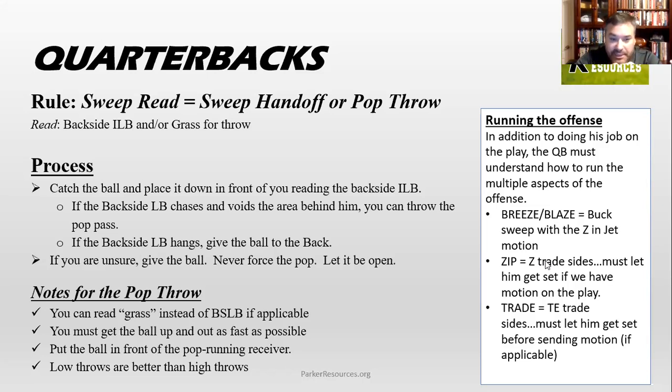Like I said, he must get the ball up and out as fast as possible because remember, these guards are pulling. You can get some weird launch angles there. You got to put the ball in front of the pop run. The worst thing that can happen is the ball hitting the back's hand and popping up in the air for an interception. So low is always better than high, and in front's better than behind them. Generally speaking, I guess there's exceptions to that rule, but there's not many exceptions to low being better than high on missing.